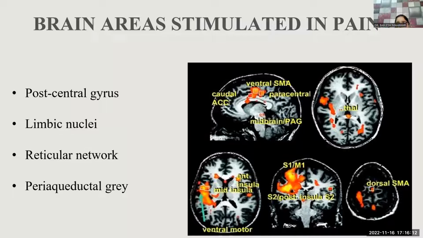A functional MRI was taken previously in certain animals, and they saw that if a continuous stimulus is given, not only is the post central gyrus stimulated, but as you can see here, the periaqueductal gray, the reticular formation and the limbic nuclei are also stimulated. As we have learned in the IASP definition, pain is an unpleasant sensory and emotional experience.